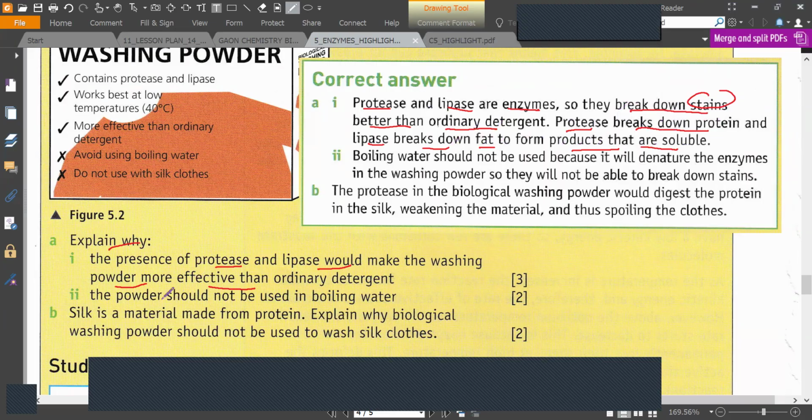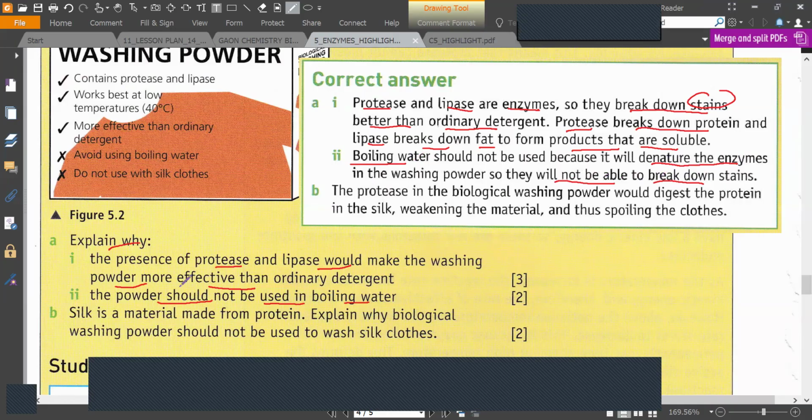Okay. Next, the powder should not be used in boiling water. We should not use boiling water. Why? Because boiling water will denature the enzyme. So they will not be able to break down stains.